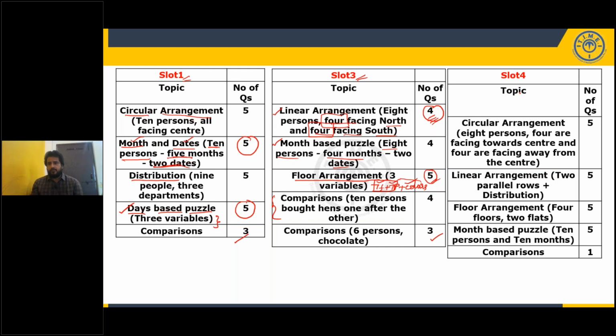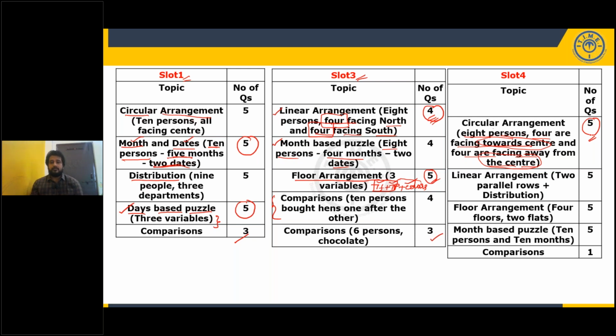Okay, now come to slot 4. Circular arrangement, 8 persons, 4 are facing towards the center, 4 are facing away from the center. Generally they used to give all facing the center. That is a standard model. But when it comes to this particular year 2021, they gave some facing the center, I mean 4 are facing center, 4 are facing away from the center. So they increased the level of difficulty of the puzzle. So this is slightly higher level of difficulty compared to the previous years. So if you are appearing for the next slots, you have to prepare this kind of models.